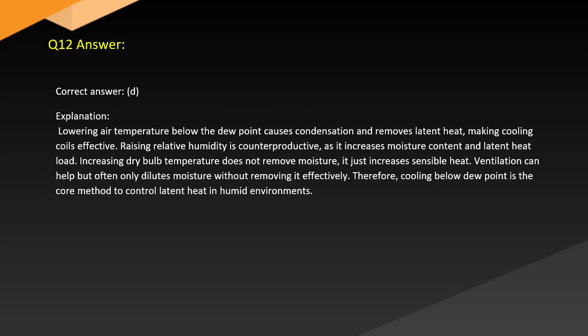Answer. Correct answer. D. Explanation. Lowering air temperature below the dew point causes condensation and removes latent heat, making cooling coils effective. Raising relative humidity is counterproductive as it increases moisture content and latent heat load. Increasing dry bulb temperature does not remove moisture, it just increases sensible heat. Ventilation can help but often only dilutes moisture without removing it effectively. Therefore, cooling below the dew point is the core method to control latent heat in humid environments.